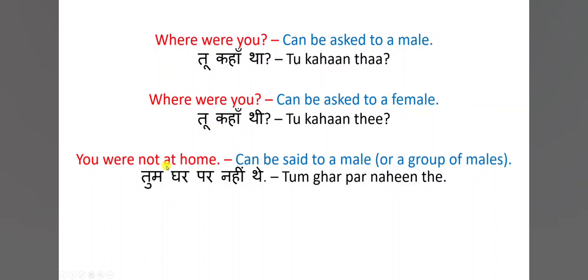You were not at home. तुम घर पर नहीं थे. तुम is you, घर is home, पर is at. Okay? We use the same word पर for at also. So घर पर is at home. पर is on, but we use the same word for at also. नहीं is not, थे is were.